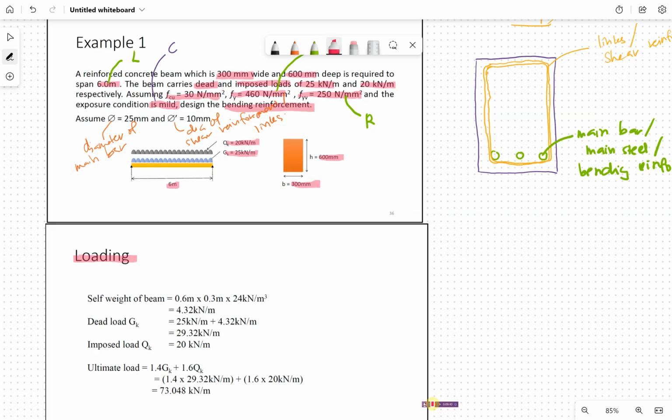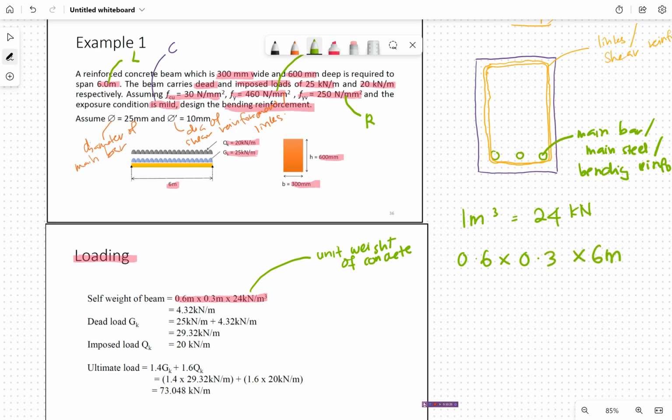Therefore, here, it says 0.6 times 0.3 times 24 kilonewton per meter cube. This 24 kilonewton per meter cube is the unit weight of concrete. It is fixed lah. Means that 1 meter cube is equivalent to 24 kilonewton. So 1 meter cube berat konkrit adalah 24 kilonewton. However, in our case, the volume of concrete is not exactly 1 meter cube. It is 0.6 times 0.3 times 6 meter.